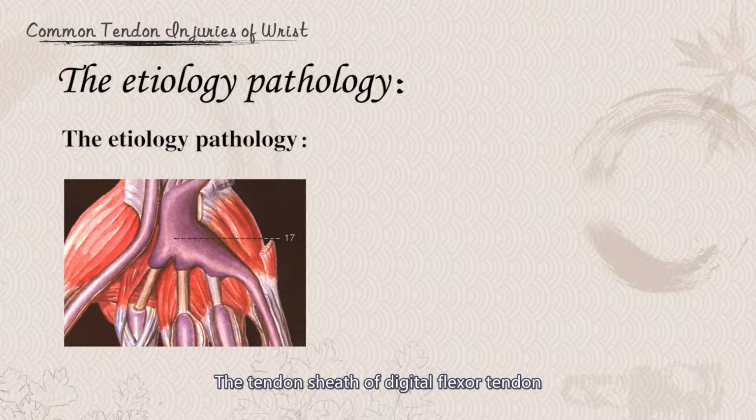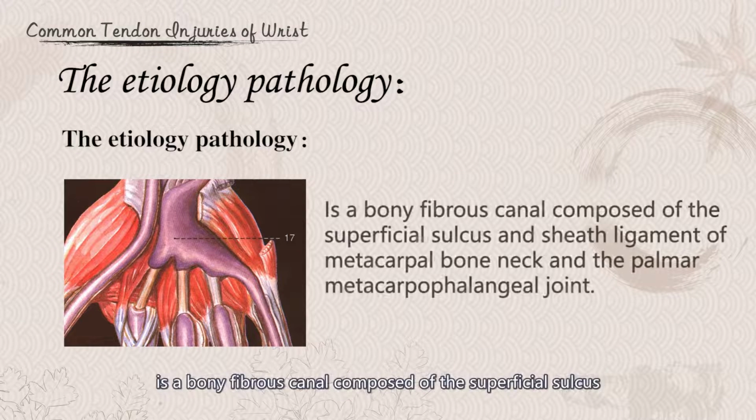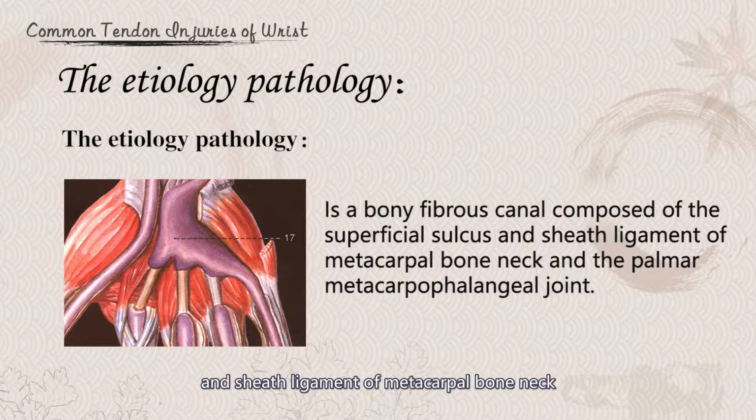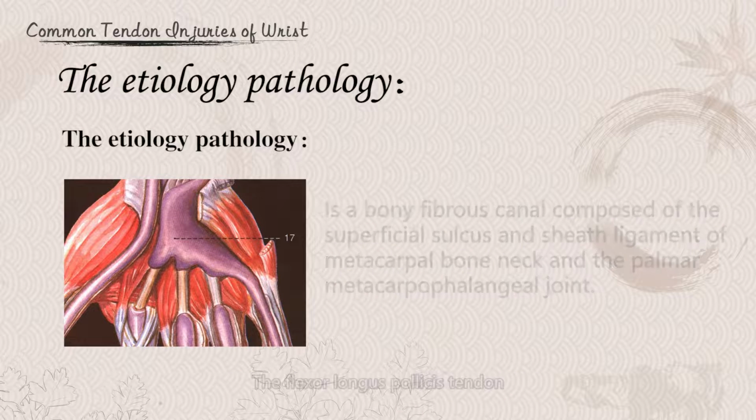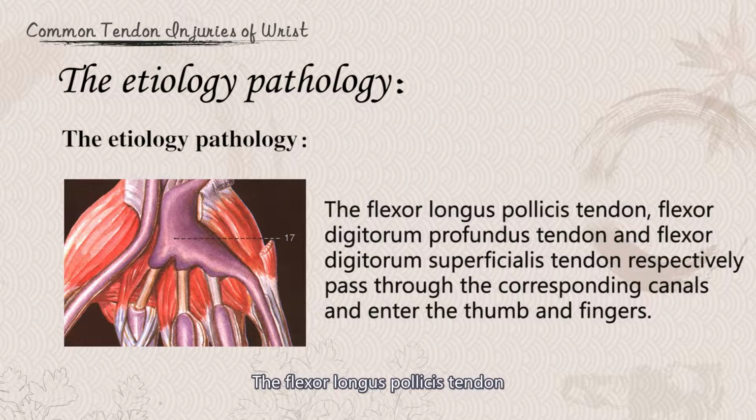The tendon sheath of the digital flexor tendon is a bony fibrous canal composed of the superficial sulcus and the sheath ligament of the metacarpal bone neck and the palmar metacarpophalangeal joint. The flexor pollicis longus tendon, flexor digitorum profundus tendon, and flexor digitorum superficialis tendon respectively pass through the corresponding canals and into the thumb and fingers.